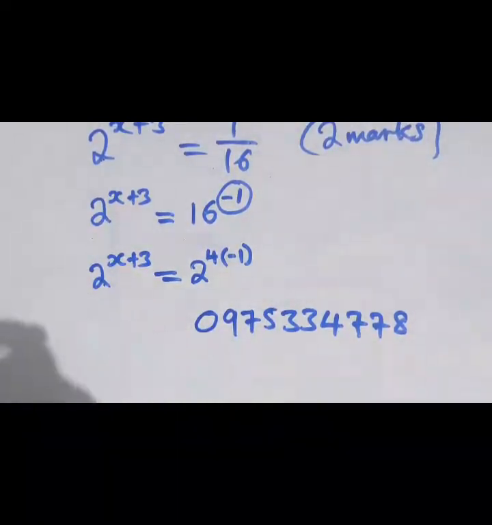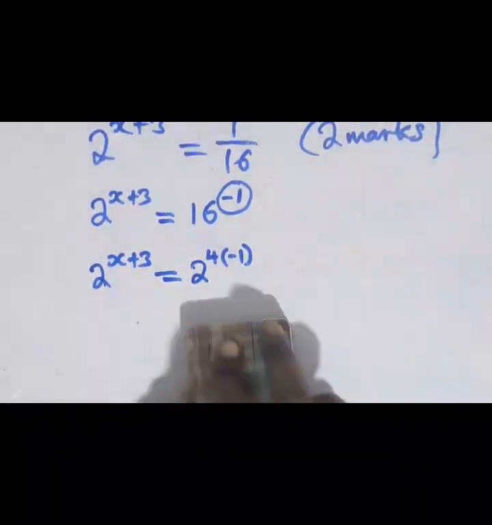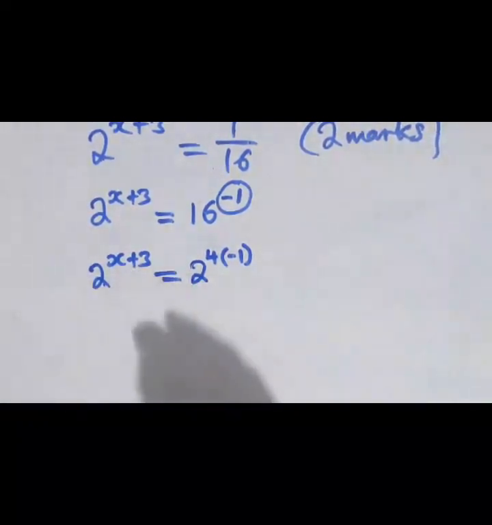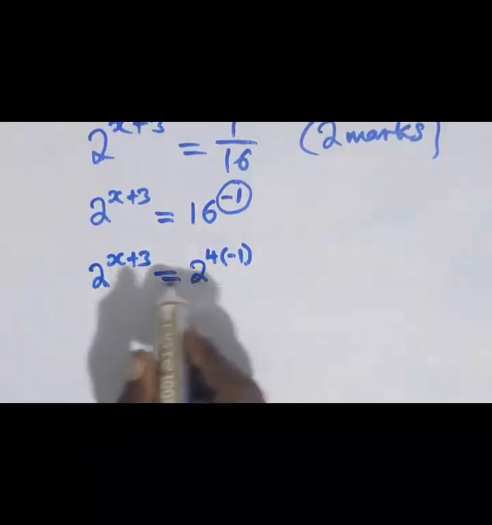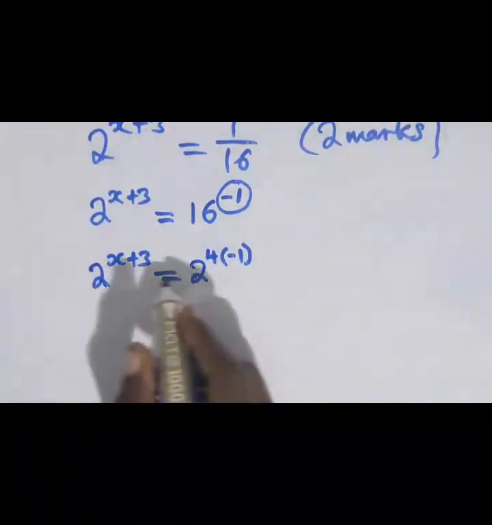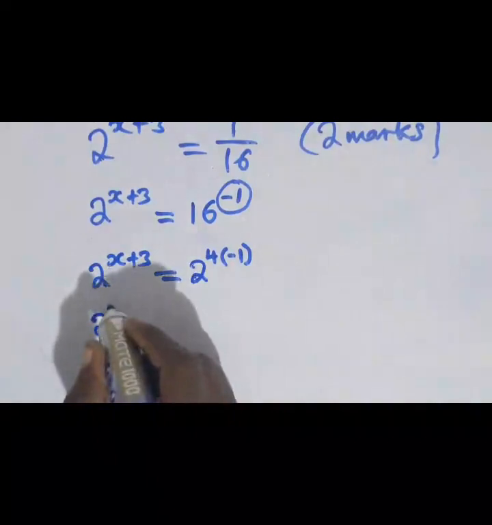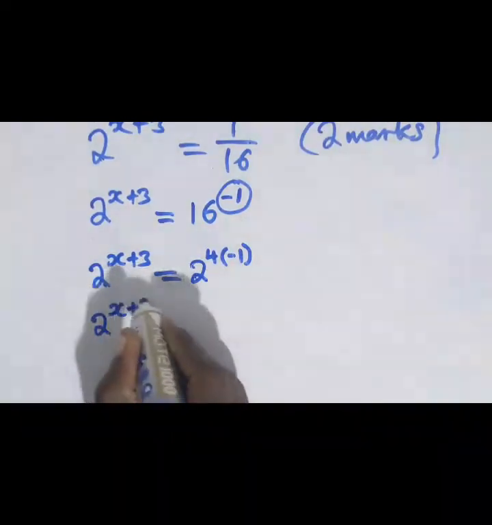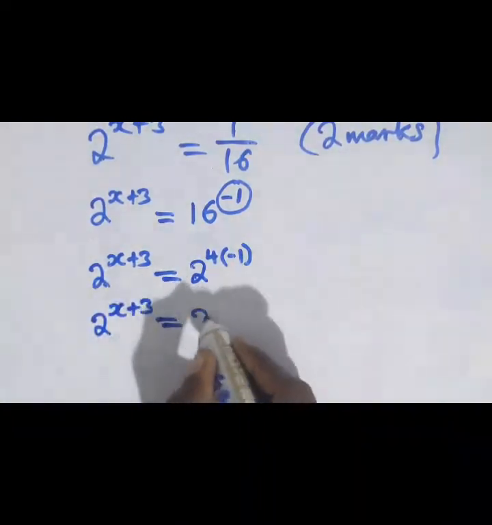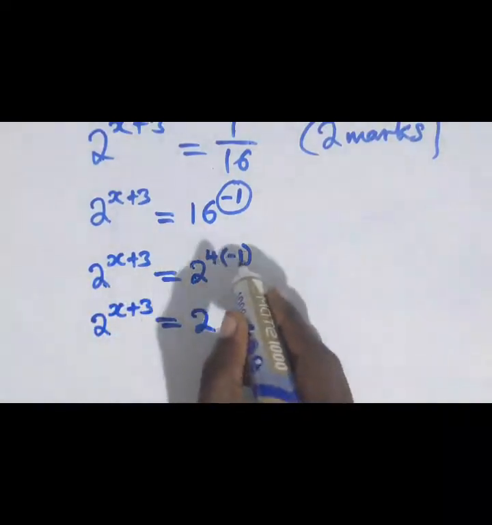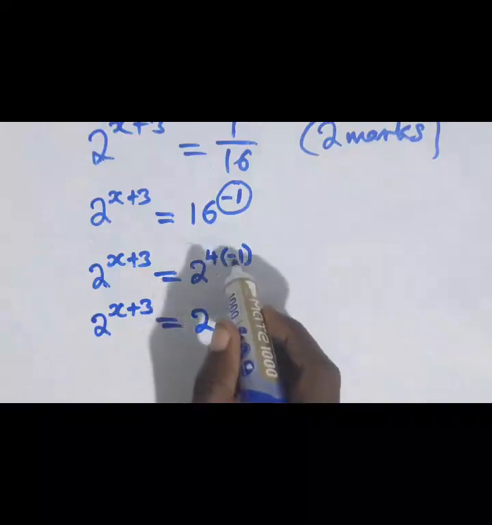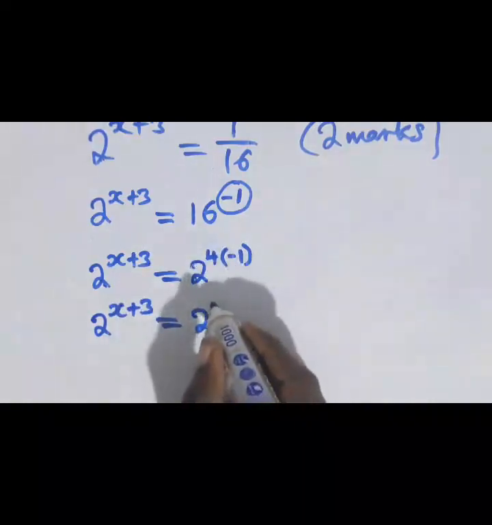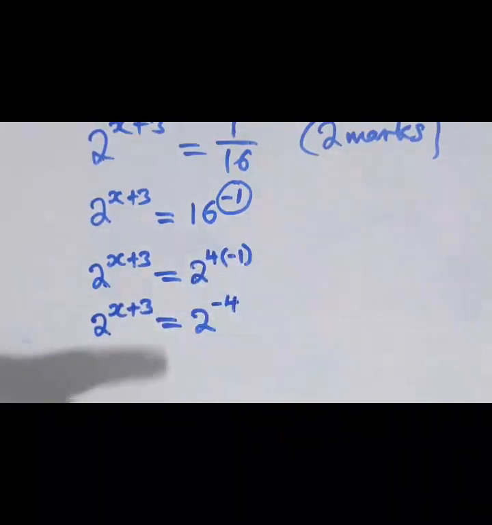All right, so let's go on and solve this question. So when you have the same bases, these are actually the same bases. So we are going to proceed to say it is going to be 2 to the power x plus 3 is equal to 2. Then this, you know that we are supposed to multiply here. So we're going to say 4 times negative 1. It is going to be negative 4. So it means that it is going to be 2 to the power negative 4.